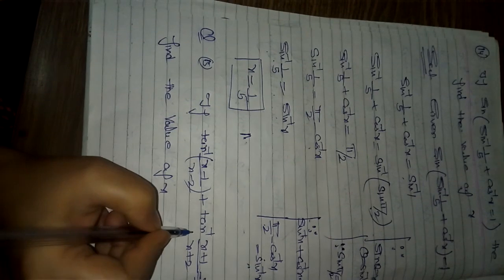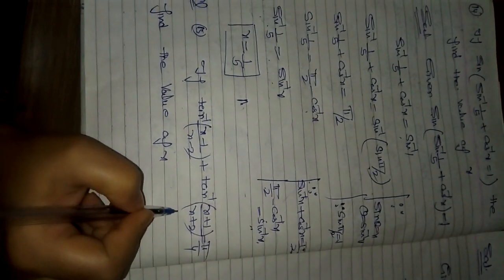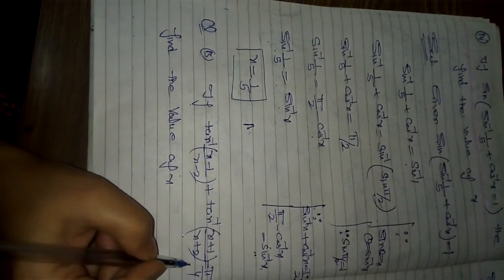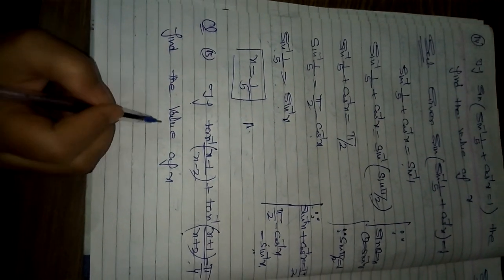Question number 15 is: if tan inverse (x minus 1 upon x minus 2) plus tan inverse (x plus 1 upon x plus 2) equal to pi by 4, you have to find out the value of x.